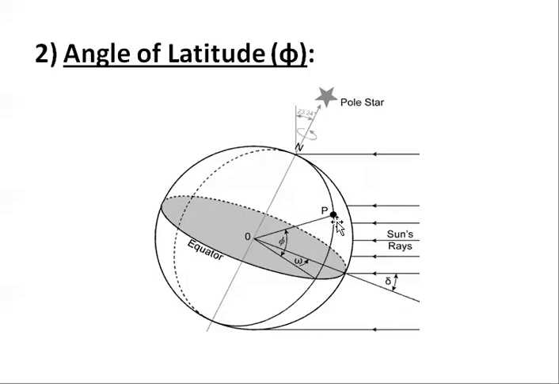So now the angle between P to O, that means the point which I consider to the center of the earth, and this projected line, is called the angle of latitude. It is defined as a vertical angle between the line joining the point of location to the center of the earth and its projection on the equatorial plane. This angle represents the angle of latitude.